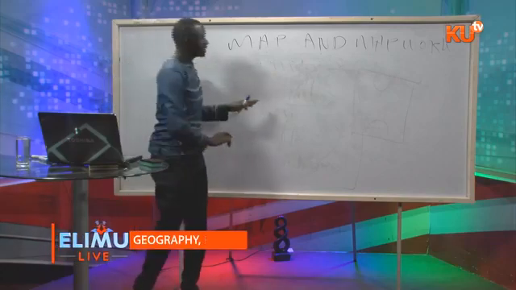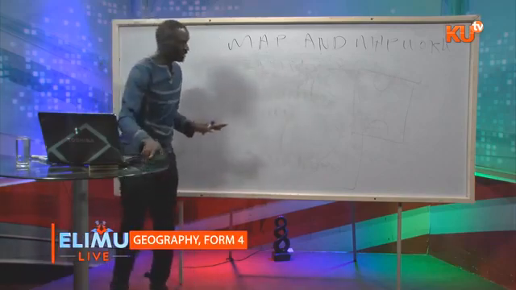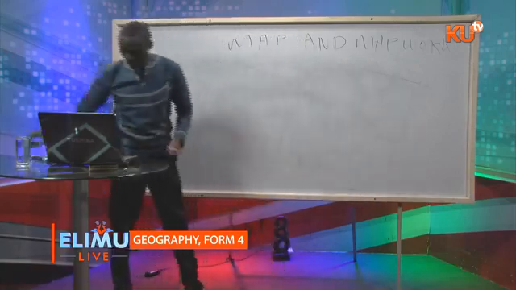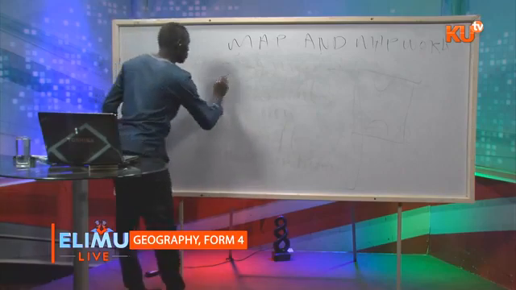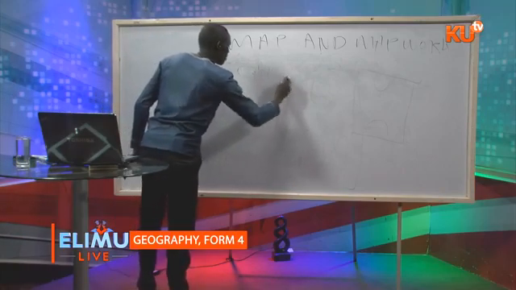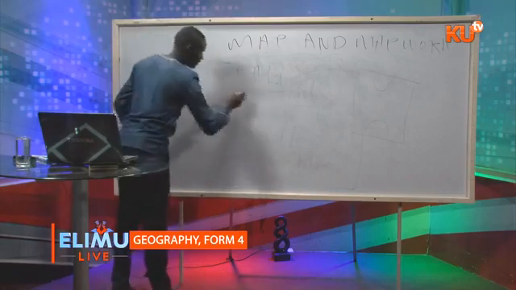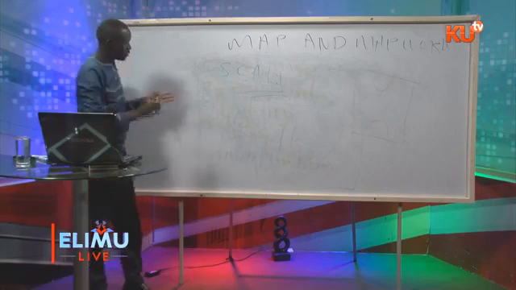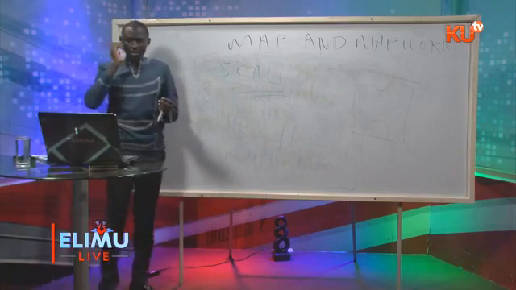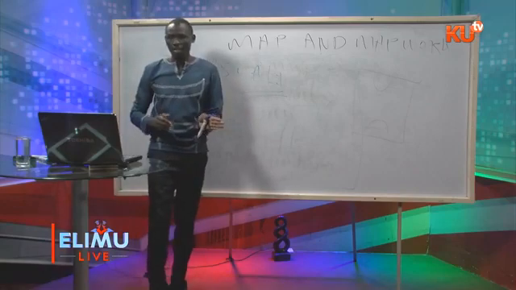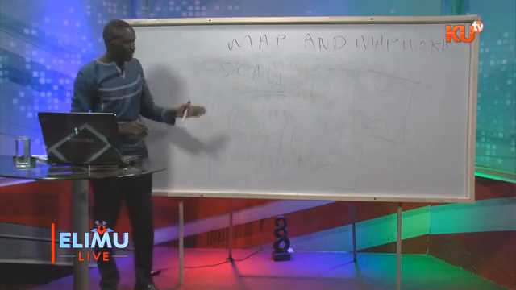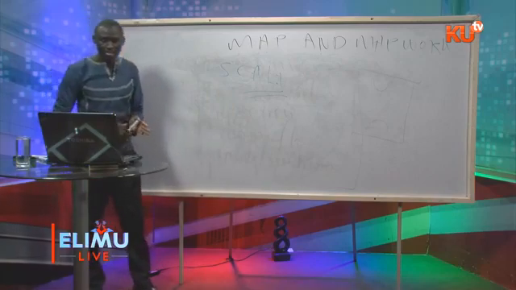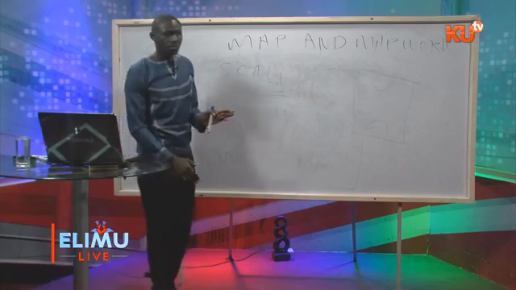Now, this brings us to another component that is very, very important for us, and that is the scale. Now we want to see what a scale means. A scale is the relationship or the ratio between the distance on the map and the actual ground. I repeat, a scale is the ratio or relationship between the distance and the actual ground.